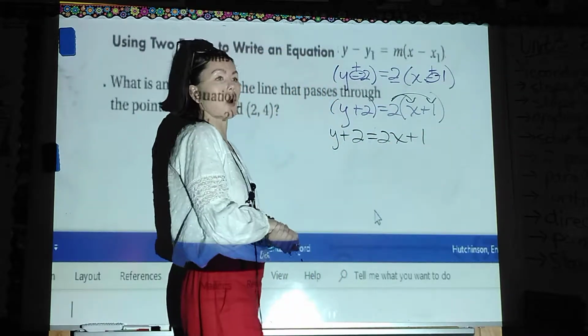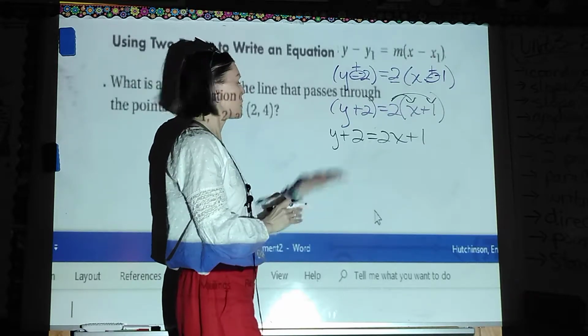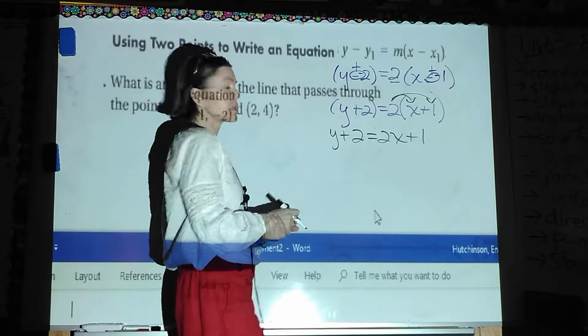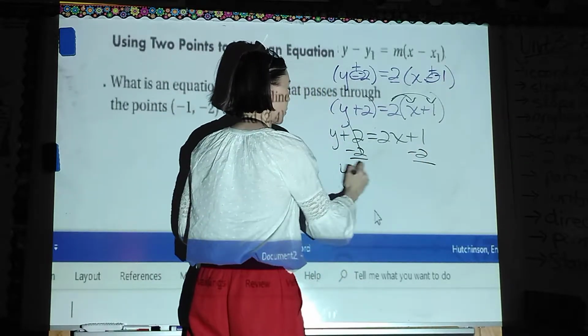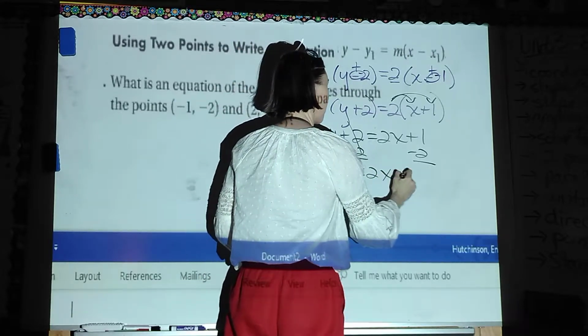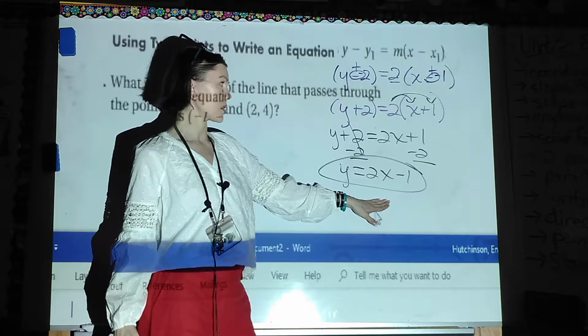Are we done yet? No. Have we solved for y yet? No. Is the y all by itself yet? No. What is the only thing we have to do to solve for y? Subtract 2. Cancel, bring down the y, and y equals 2x minus 1, and there you have solved for slope-intercept form.